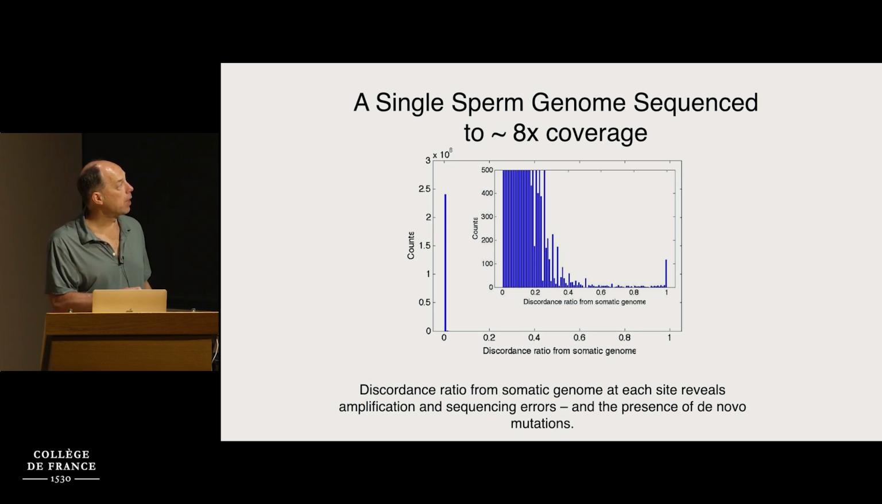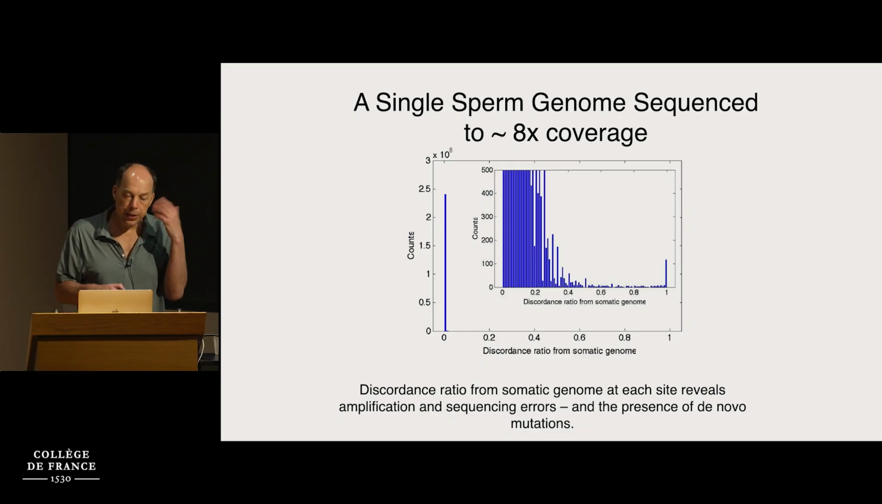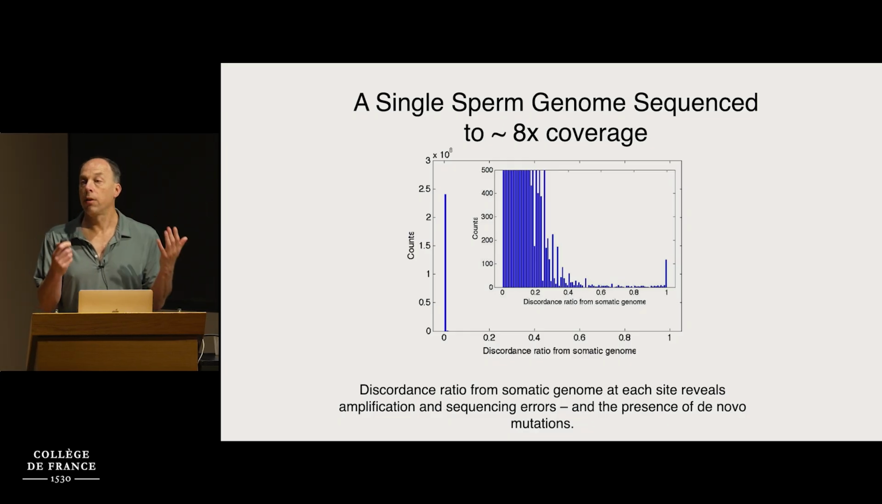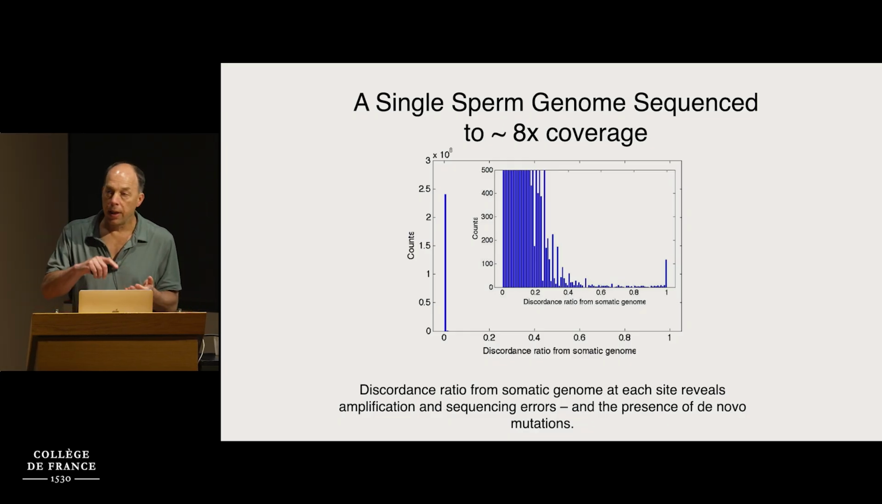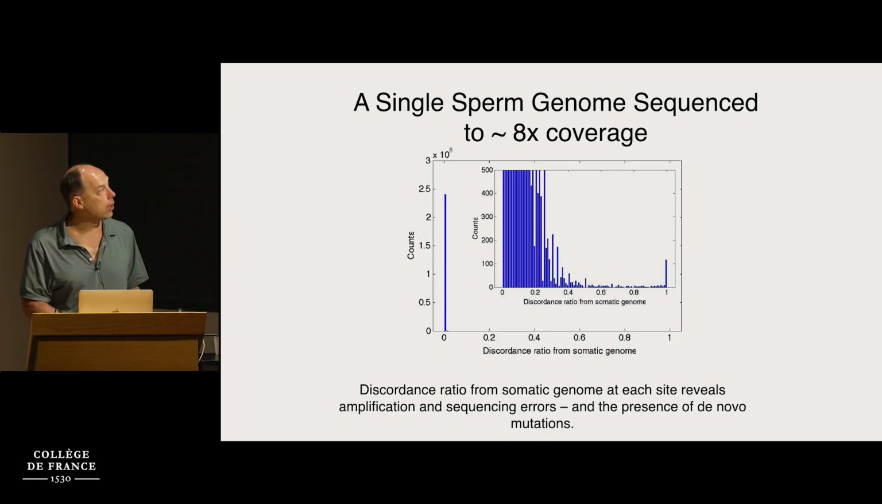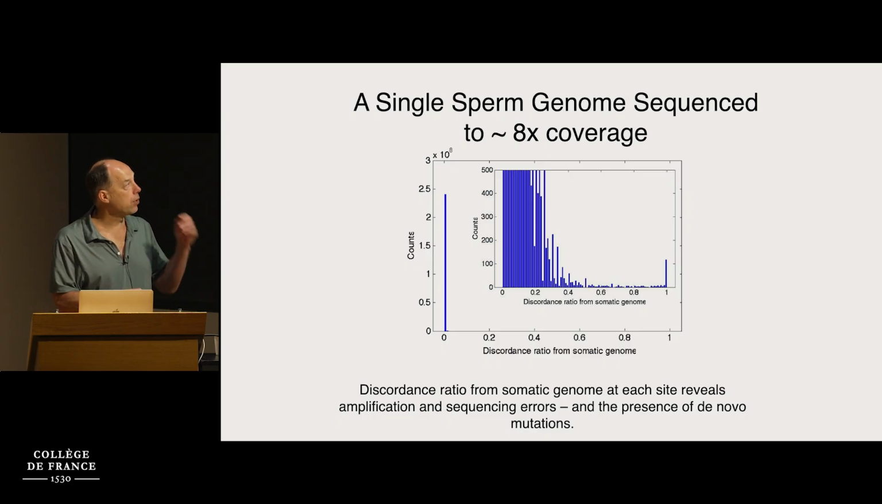But when you see a little bump down there, and when you zoom in here and blow up this part of the axis, you can see that not everything agreed 100%. There's 10, 20, 30% disagreement at some very rare number of locations in the genome. And that's what you would expect from technical error in the experiment. Errors in amplification, errors in sequencing and so forth. This is not biology, this is just technical.